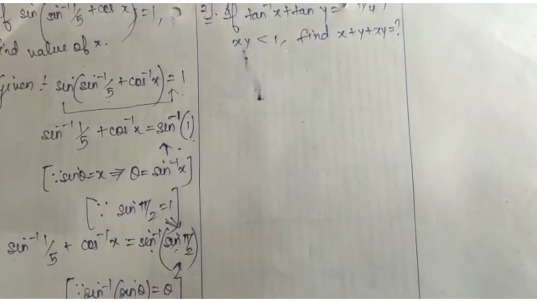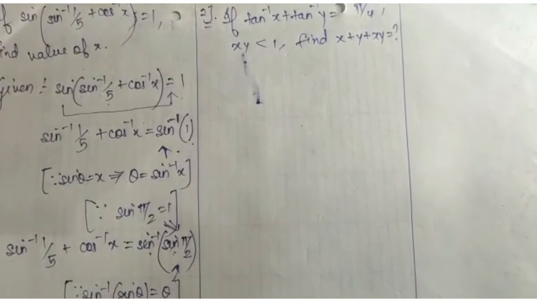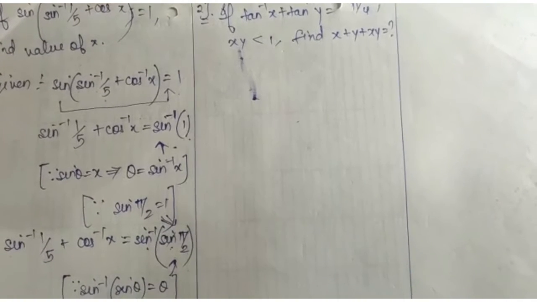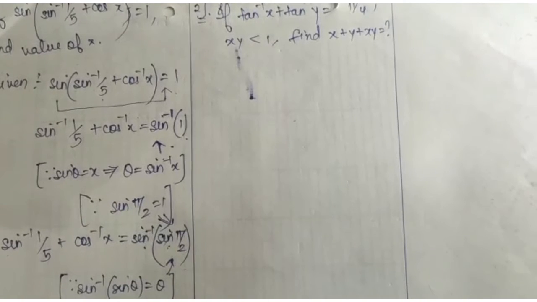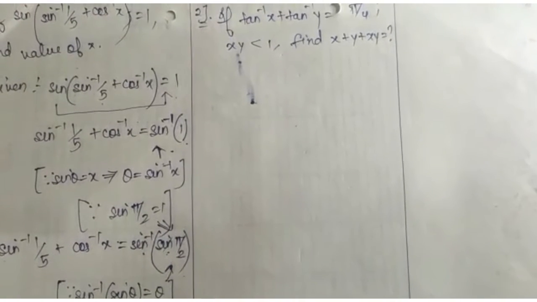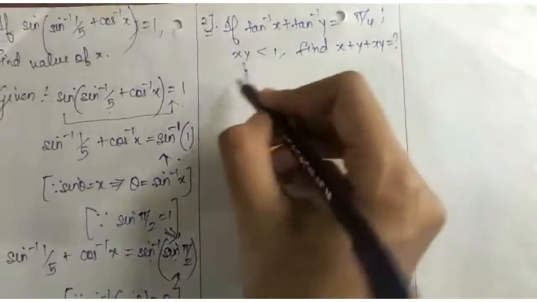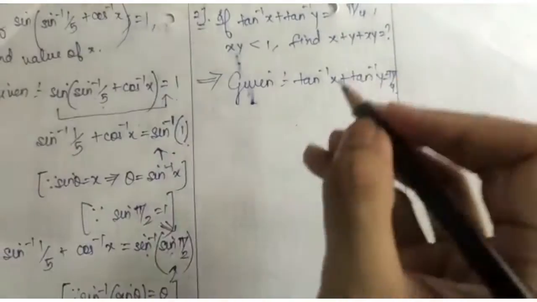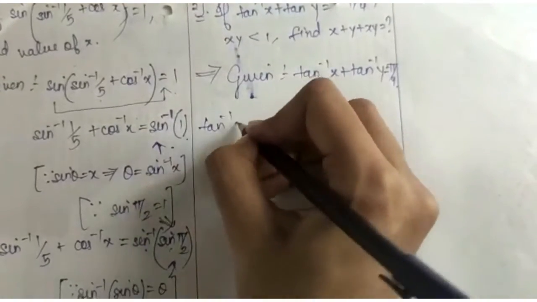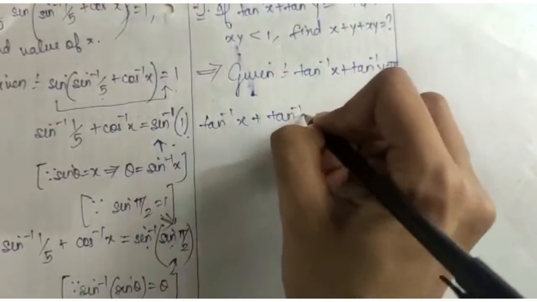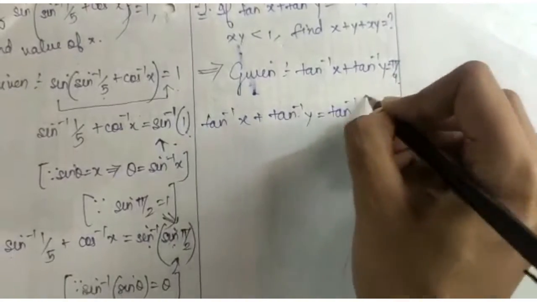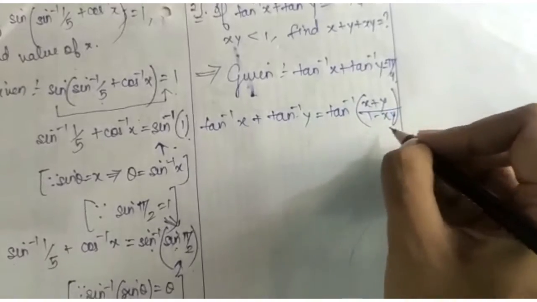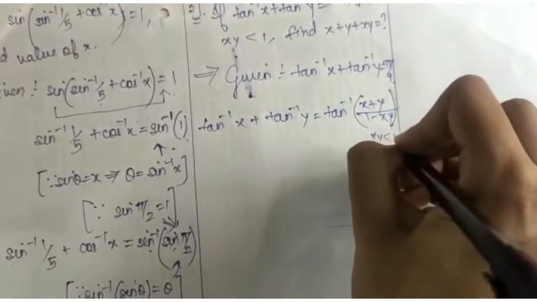Now coming to the second question: if tan inverse of x plus tan inverse of y is equal to pi by 4, then find the value of x plus y plus xy. So how are we going to go about this? First of all, whatever is given we have to write that. Now we know that tan inverse of x plus tan inverse of y is equal to tan inverse of x plus y upon 1 minus xy. We know this formula, where xy is less than 1.